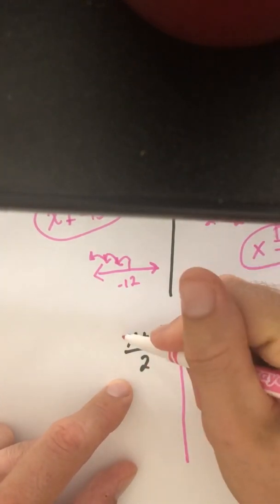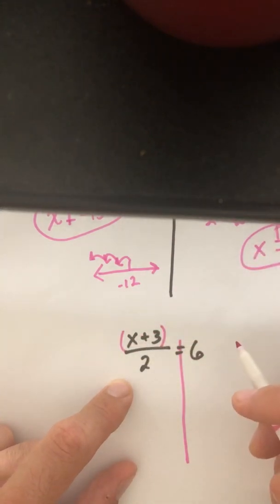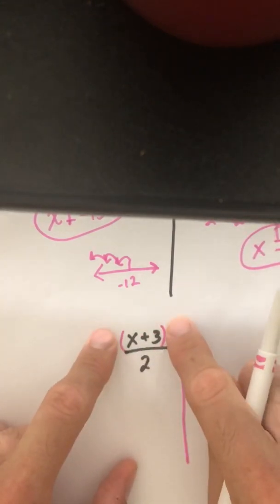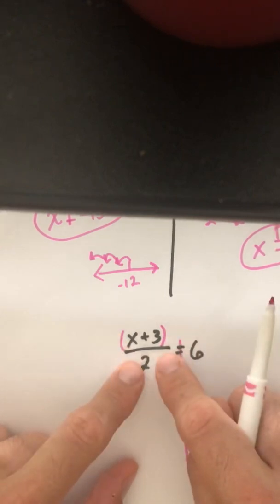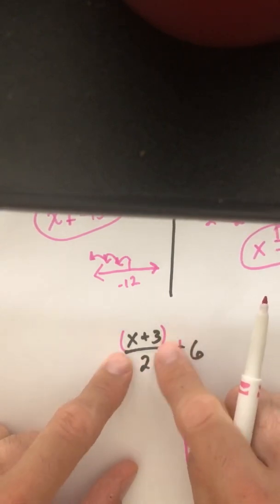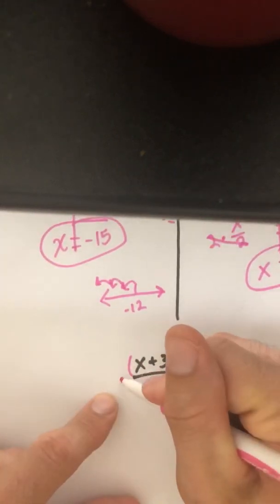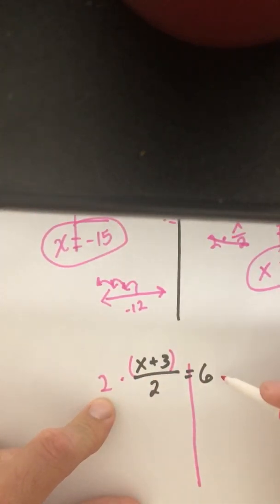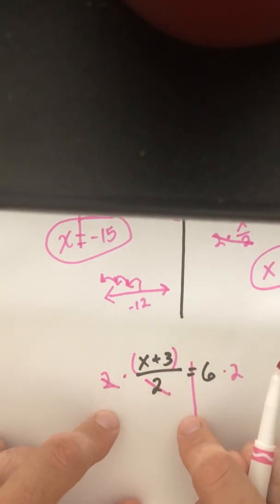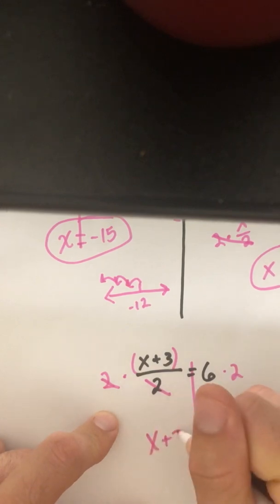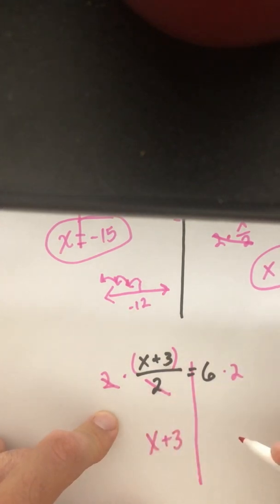This is like saying a number plus 3 divided by 2. This is together, this is all one number. You can't combine it because it's not like terms, but it's all one number. So everything is divided by 2. I'm going to multiply by 2 first. It cancels. Divide by 2, multiply by 2 cancels. Inverse operations. X plus 3. You can put in parentheses if you want. It's the same thing.